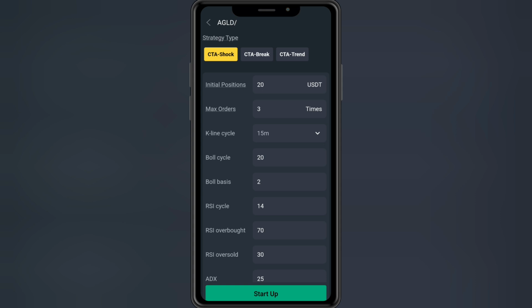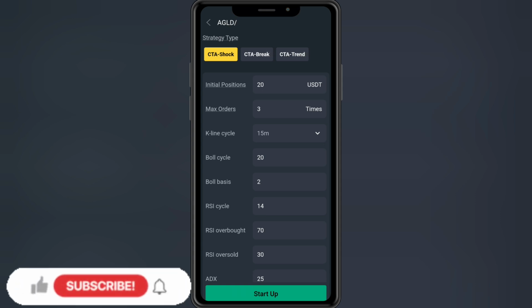Now when you tap on confirm, you're going to see that in this strategy, there is CTA shock, CTA break, and CTA trend. Now in the previous video when I talked about the spot and futures indicator strategy, it did not have CTA break, but it had CTA shock and CTA trend. So this CTA break has been added.